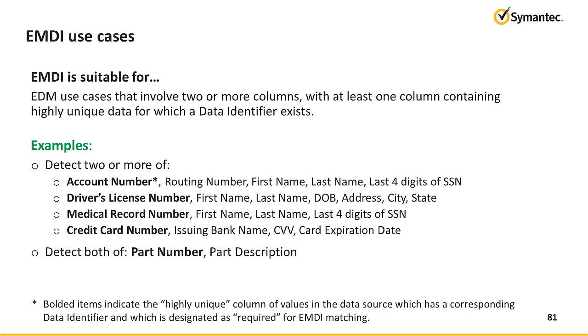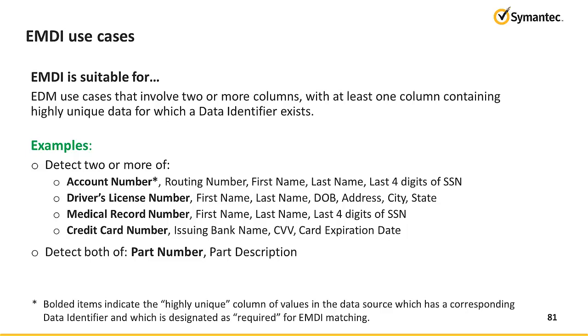In this example, the account number column is a good candidate for the key required column for EMDI matching, because it contains values that are both highly unique and amenable to a data identifier pattern, which in this case would need to be a custom data identifier since no system data identifier exists for a generic account number pattern. Because EMDI mandates that there must be a match on at least 2 columns, you would then specify at least one of the other available columns, whether routing number, first name, or last 4 SSN digits, to match on. Here are some additional examples of possible columns in a data source that would lend themselves to EMDI.